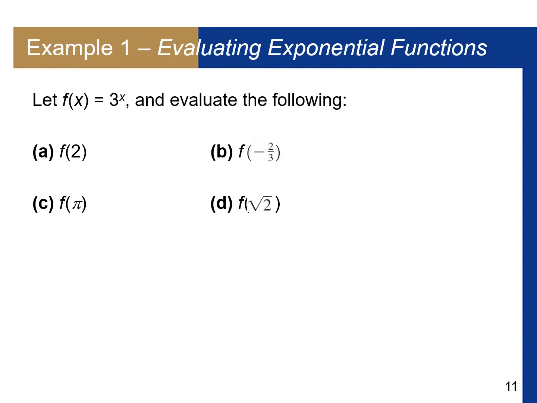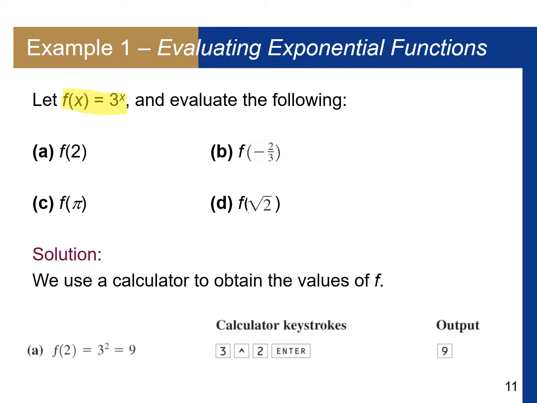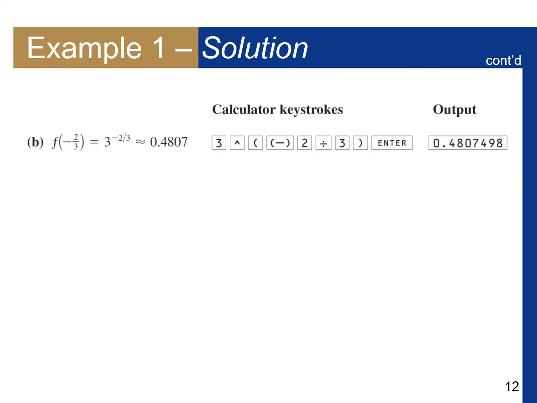And let's take a look at evaluating some of these. If I have f of x equaling 3 to the x, and I'm going to plug in 2, I would have 3 squared. Or if I plug in negative 2/3, or if I plug in pi, or if I plug in square root of 2. Here are your different values.